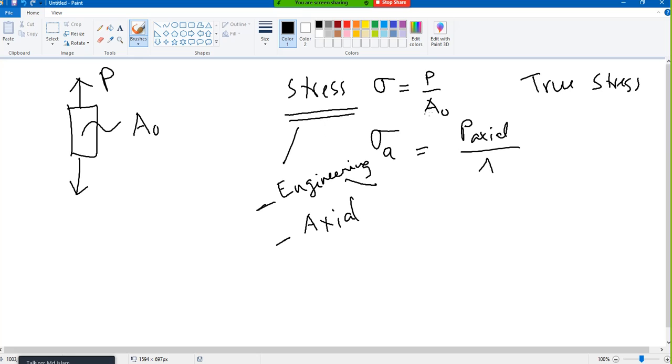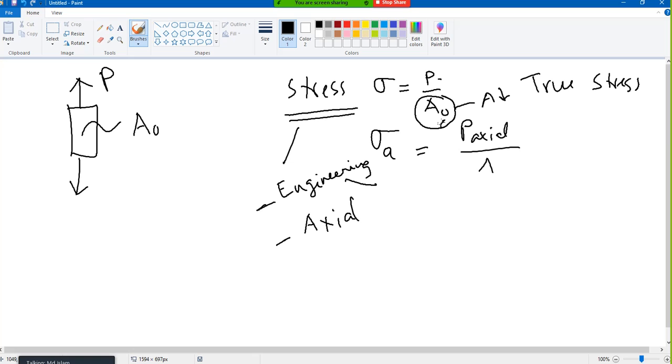Now what is the difference? In engineering stress we use the original cross-sectional area, but if you think about it, after applying tension the cross-sectional area will decrease. As it decreases continuously, the force divided by this area is not actually exact. It is accurate at the beginning, but after some time it is no longer true.